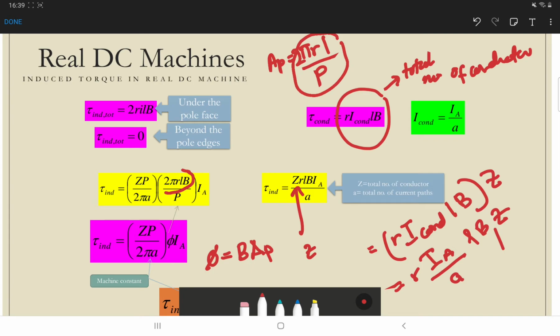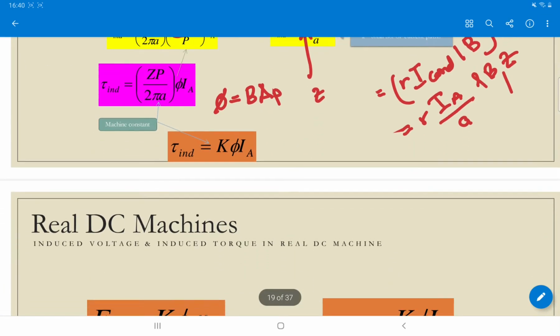Like I said in the previous slide, this machine constant depends on the number of conductors, which is Z, the number of poles, as well as the number of current paths, which will depend on whether you use retrogressive wiring or progressive wiring. So at the end, the induced torque in real DC machines depends on the machine constant, the total flux, as well as the armature current.